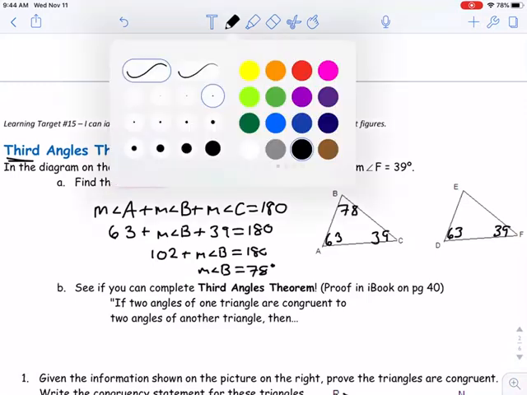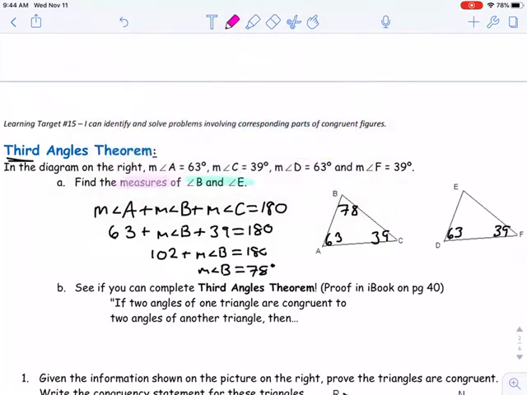Now similarly, I could just replace this. I'm going to be incredibly lazy right now. If I wrote D, E, F, E turns out to also be 78 degrees. That was a whole new level of lazy.